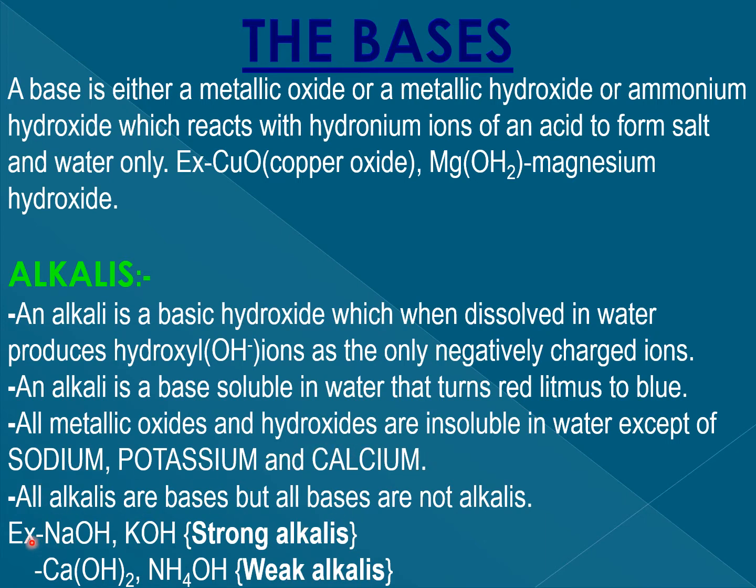So all alkalis are bases, but all bases are not alkalis. As I told you in the beginning, all alkalis are bases, meaning all soluble metallic oxides and hydroxides are bases, but all bases are not alkalis because all metallic oxides and hydroxides are not soluble in water. Examples of strong alkali are sodium hydroxide and potassium hydroxide. Examples of weak alkali are calcium hydroxide and ammonium hydroxide.